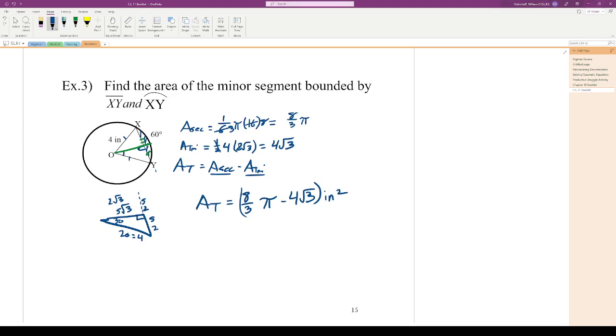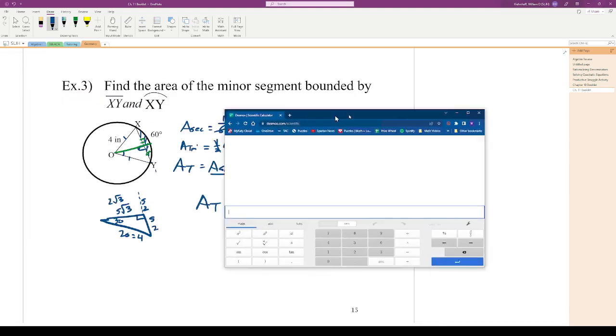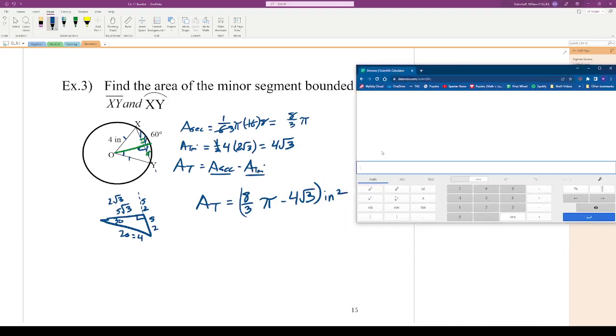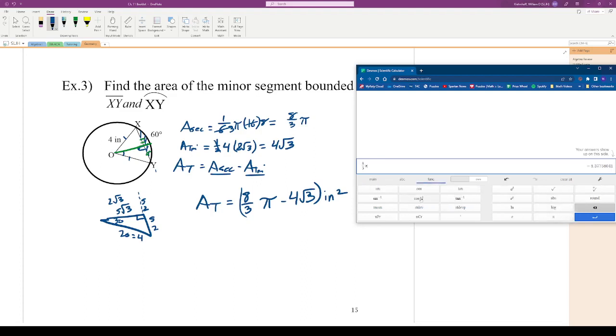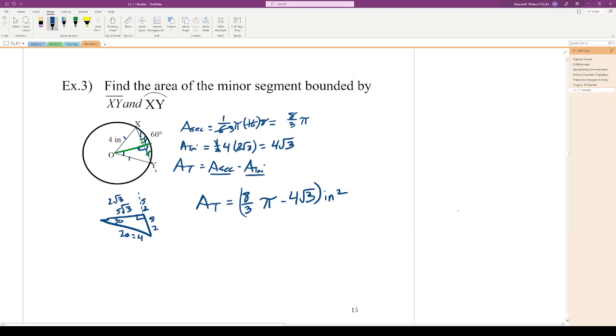So let me pull Desmos back over here. All right. So we're going to do 8/3 times pi minus 4 times the square root of 3. So that is about 1.4, about 1.5 inches that we're ending up with. So that's about 1.45 square inches.